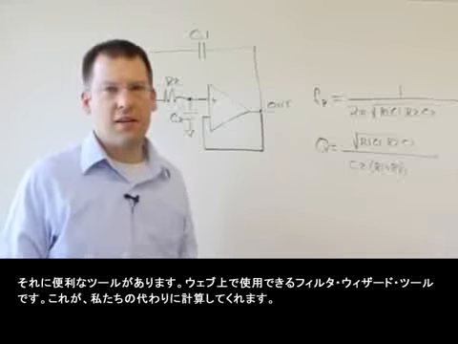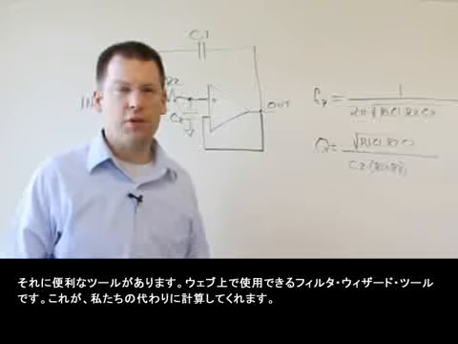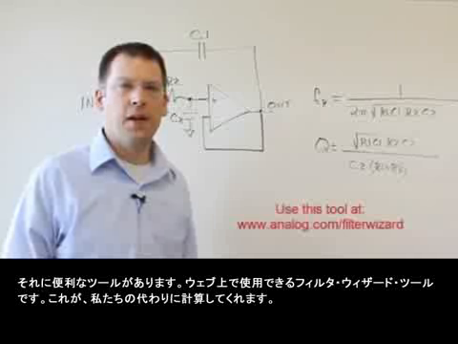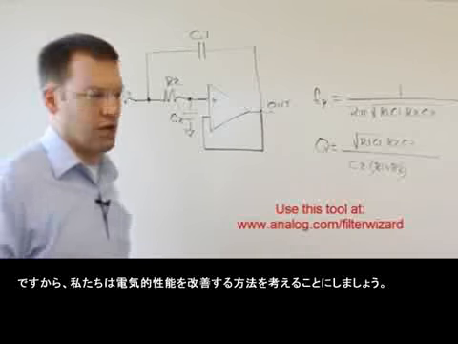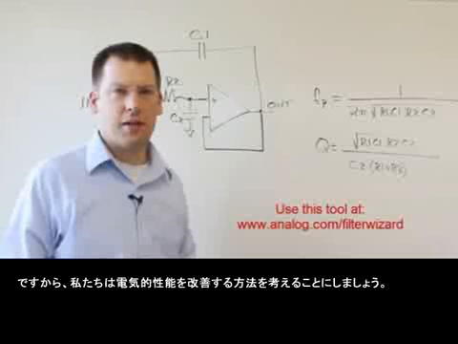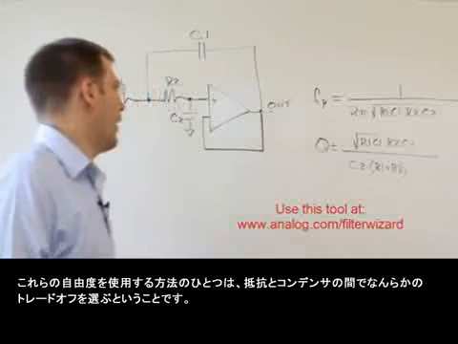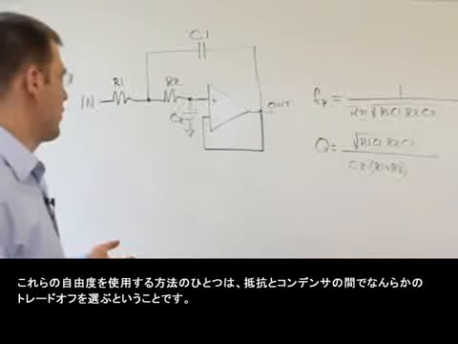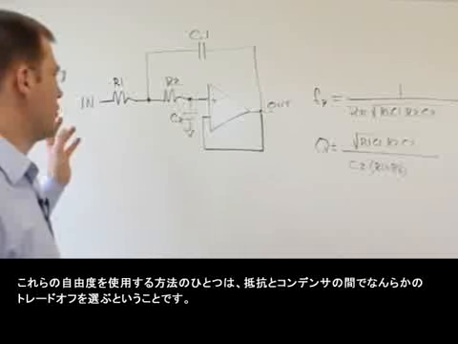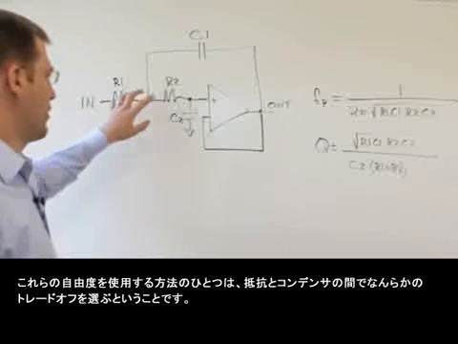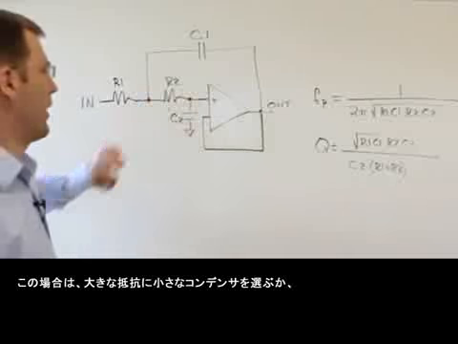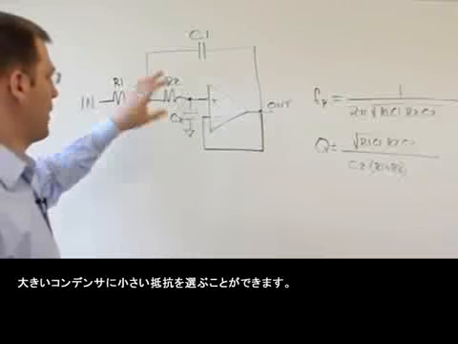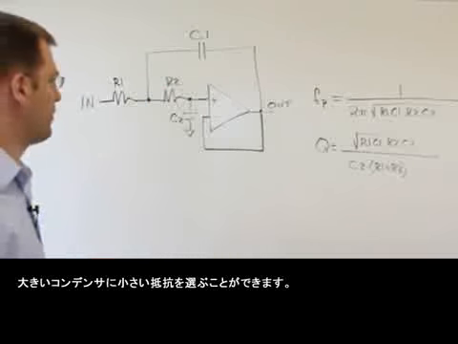Now, we've got this nice tool for you, this Filter Wizard tool up on the web, and that tool does the math for you. So we figured, well, we'll try to find ways to make the electrical performance better. So one way we use these degrees of freedom is we give you the option of choosing the trade-off between the resistors and the capacitors. So you can pick either big resistors and small capacitors, or you can pick big capacitors and small resistors.